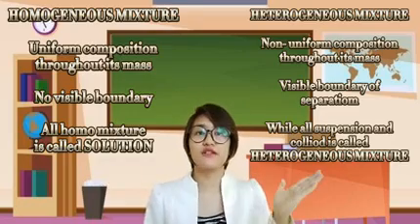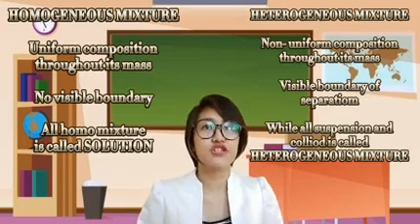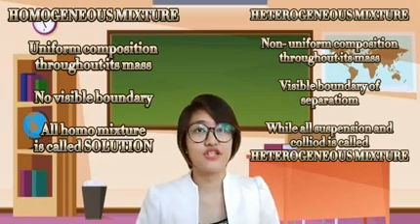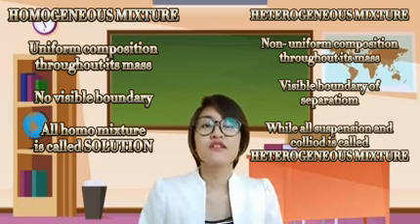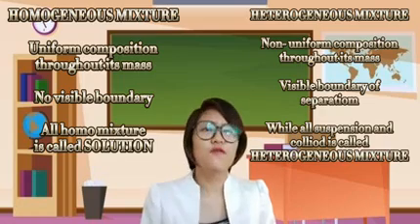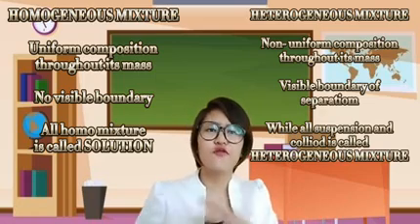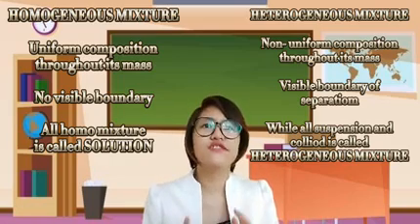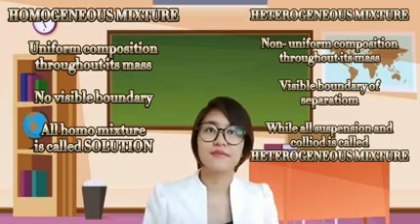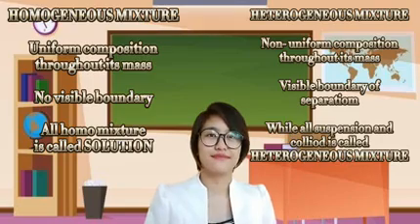So now, let's differentiate homogeneous from heterogeneous mixture. A homogeneous mixture has uniform composition throughout its mass, while a heterogeneous mixture has non-uniform composition throughout its mass. A homogeneous mixture has no visible boundary of separation, while a heterogeneous mixture has visible boundaries of separation. All homogeneous mixtures are called solutions, while all suspensions and colloids are called heterogeneous mixtures.